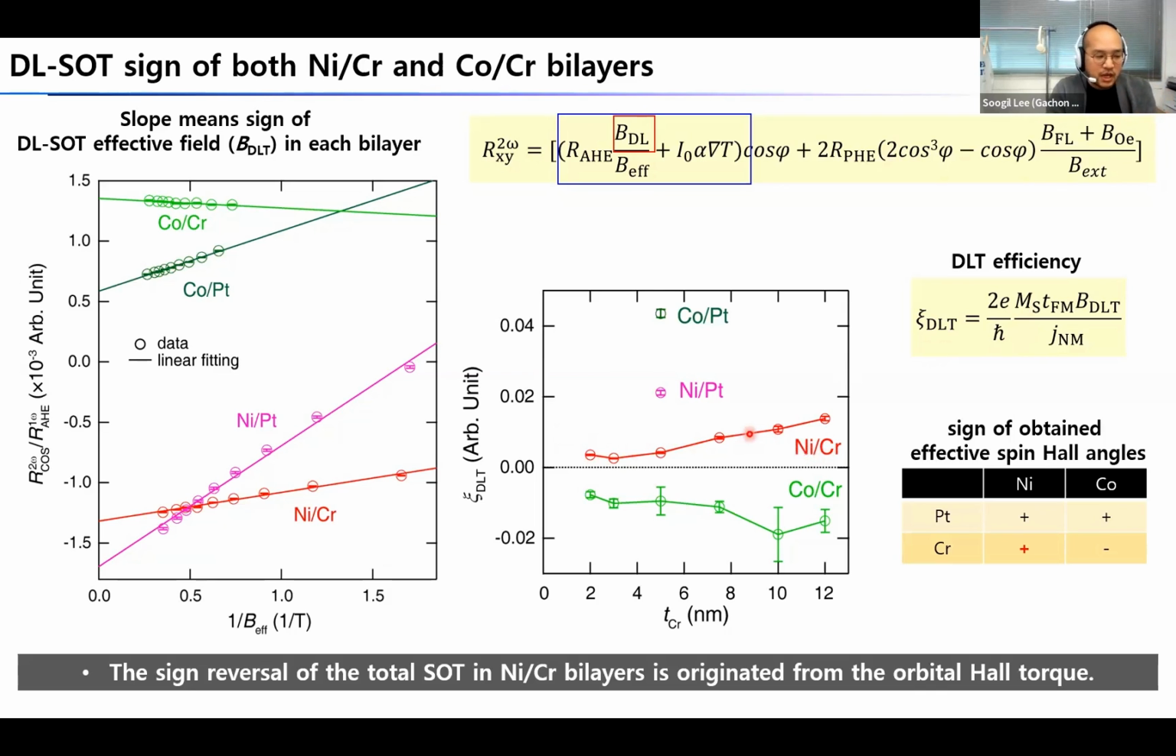What happened in this system? We already discussed the answer in the previous slide. The answer is that the sign of this SOT is changed by the orbital current induced spin-orbit torque. In other words, the orbital Hall torque makes this sign change in this nickel chromium bilayer system.